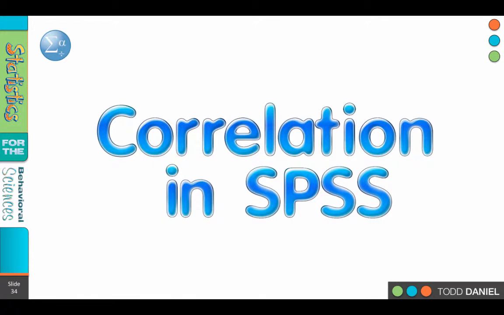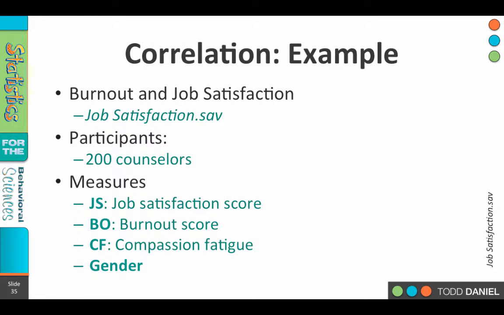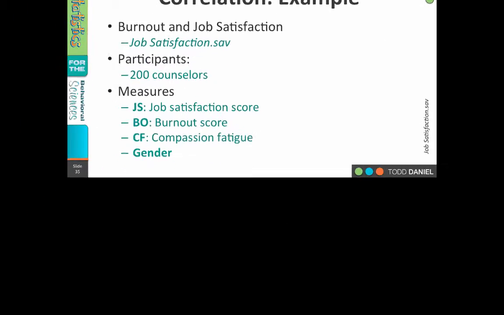We are ready to calculate correlation using SPSS. And in order to do this, we're going to use the same data set as we used for our scatter plots. It's jobsatisfaction.sav. The same 200 counselors, the same variables at play. We are going to correlate three variables: job satisfaction, burnout, and compassion, and then we're going to examine the output. So let's switch over to SPSS.